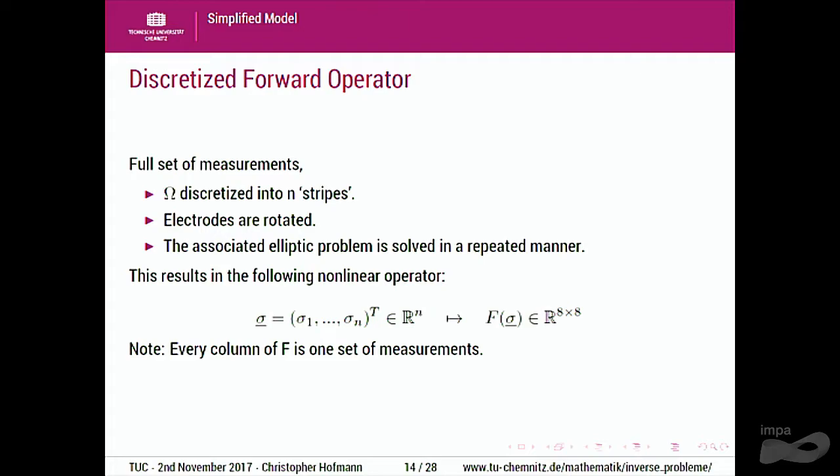So we have one conductivity vector with n dimensions. This is the number of stripes or strips used in the examples. We then take a set of measurements, solve the PDE, and get a solution of it. Therefore, we rotate the electrodes again, solve the PDE with the FEM method, and our model or operator F is then an 8 times 8 matrix. Again, just to clarify this, every column of F is then one set of measurements before we rotate it. This is the numerical implementation.